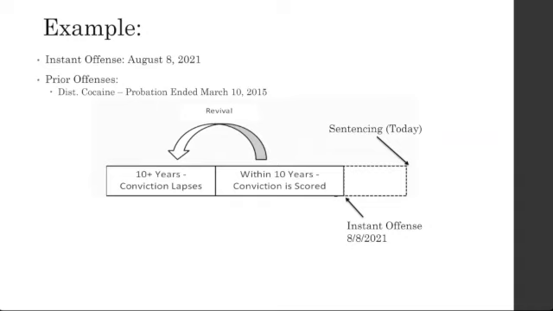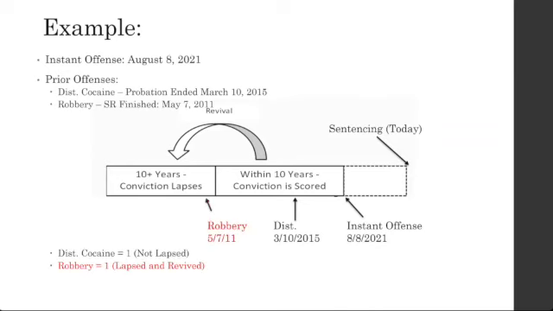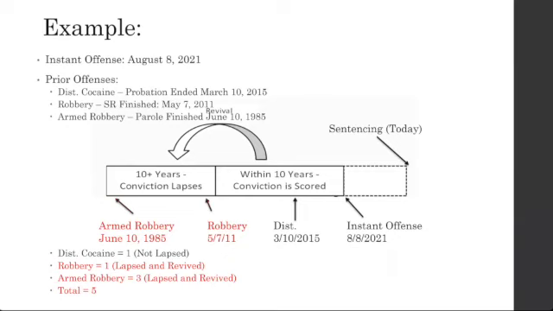So in this case, the distribution of cocaine, the probation ended on March 10th of 2015, so it falls within our 10-year window. The robbery, supervised release ended on May 7th of 2011, falling just outside of our 10-year window. And we have one more. We have an armed robbery where parole finished June 10th of 1985, so significantly outside of our 10-year window. So in this case, our distribution acts as our revival offense. It falls within the 10-year window and it revives the robbery and the armed robbery.